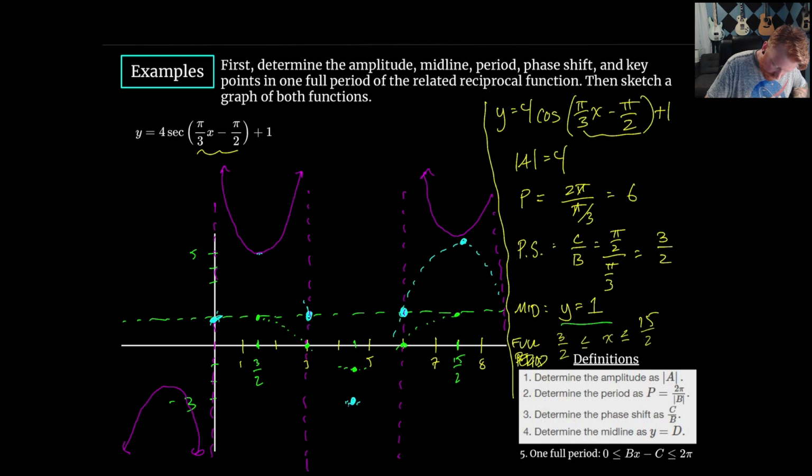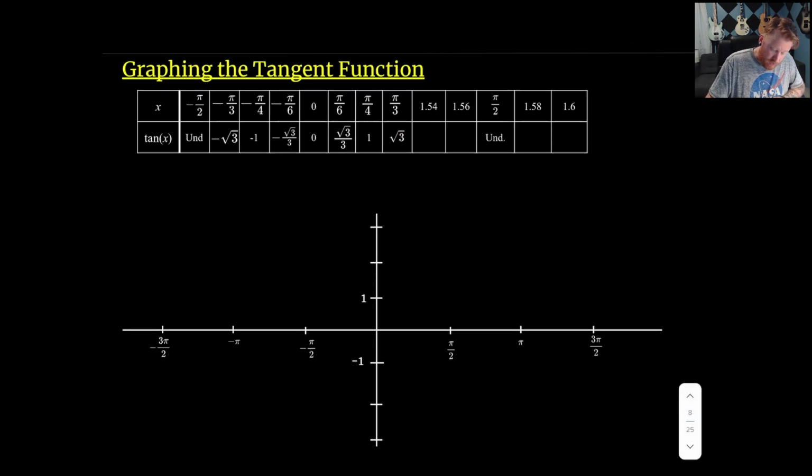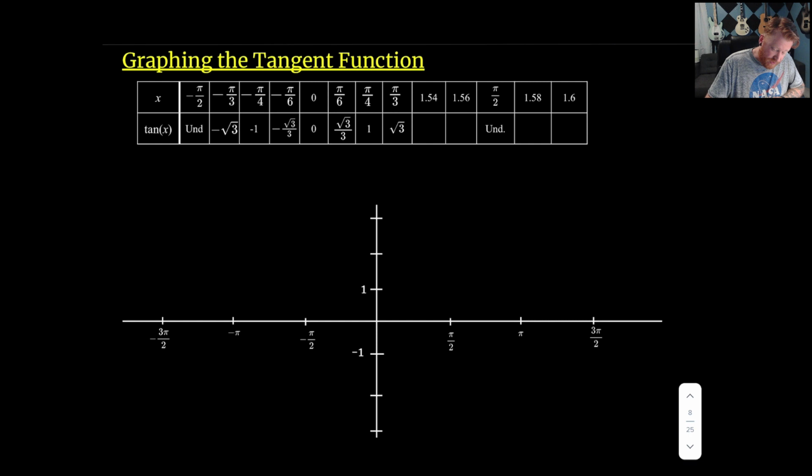If we wanted to, maybe we could go back and erase some of our other scribbles here. Maybe it's a good idea just to show. Oops, I got too much there. Not totally necessary, but if I just want to clean that up a little bit. So there we go. All right, next we will take a look at graphing the tangent function.